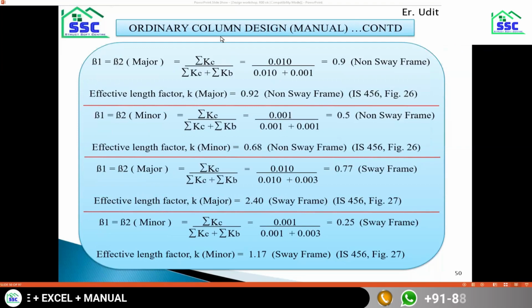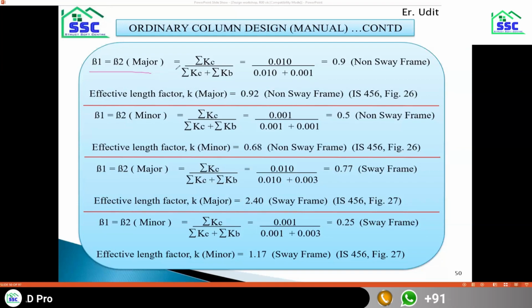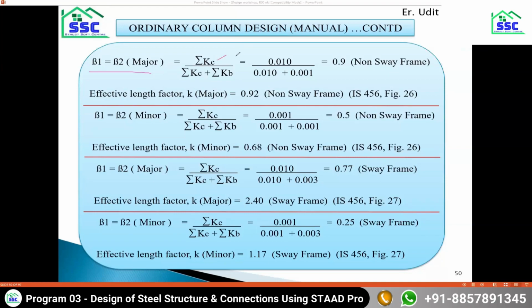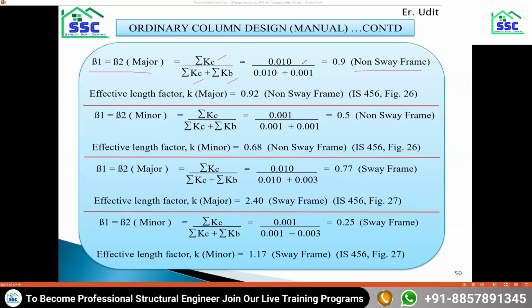So now when I want to calculate my beta 1 and beta 2 factor for the frame in major direction of the column or the joint, that time I will use Kc factor for major axis of the column, and Kb will be used for the category of non-sway frame. Okay. I will explain once again.